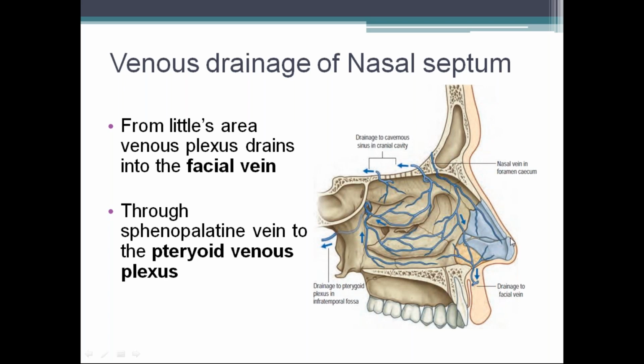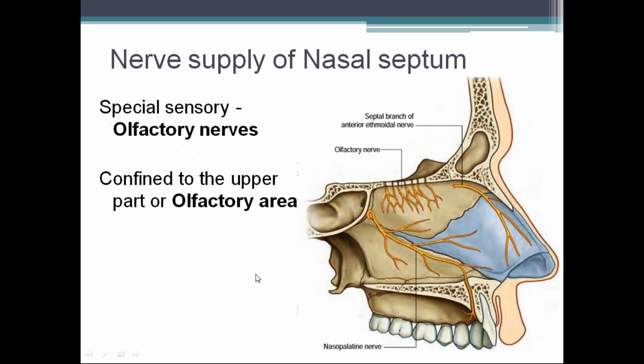So this part, the antero-inferior part of the nasal septum, is also included in the dangerous area of the face, which is one of the important things for anastomosing with the cavernous sinus. Okay, I think now you are clear with the venous drainage of the nasal septum. So next we'll go on to the nerve supply of the nasal septum.